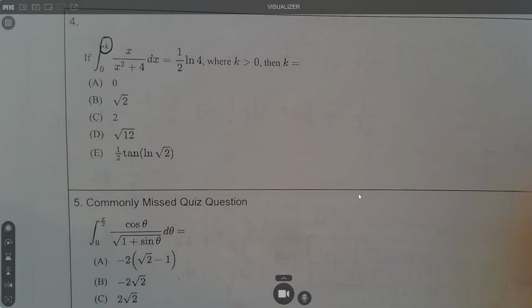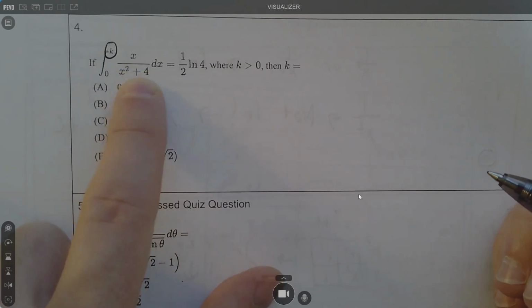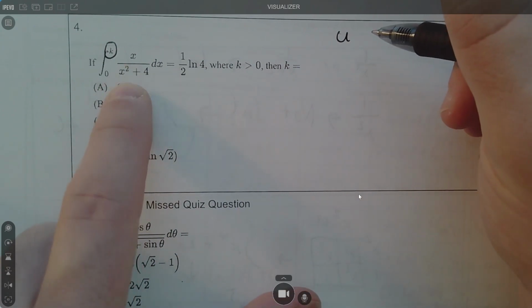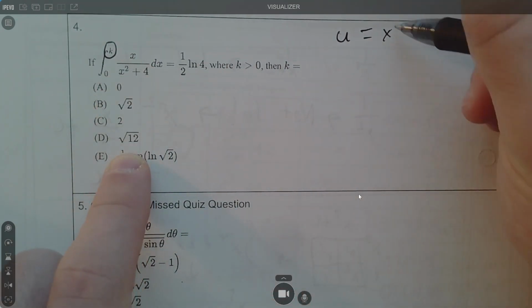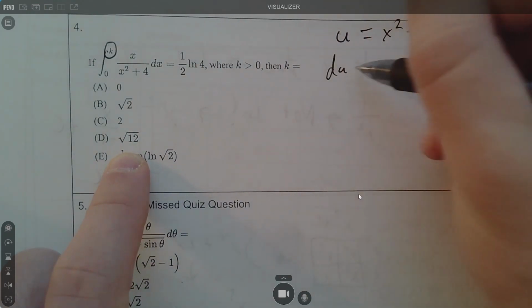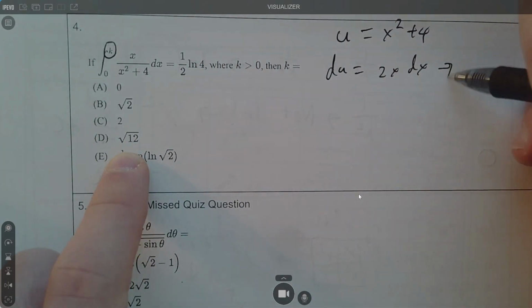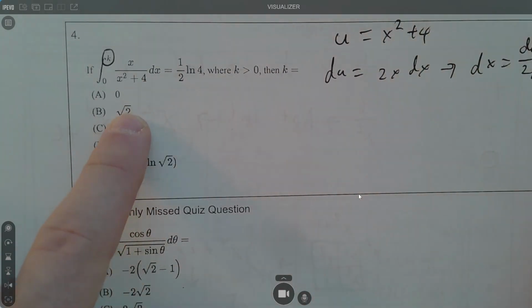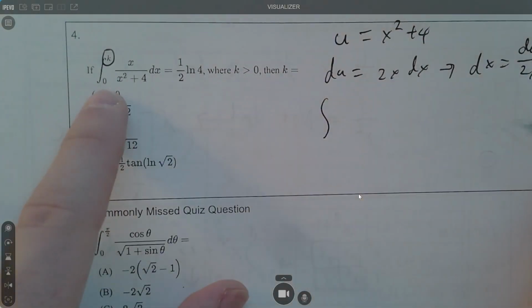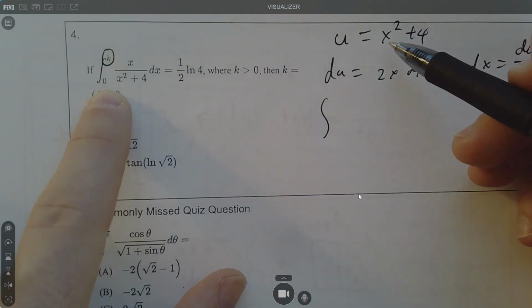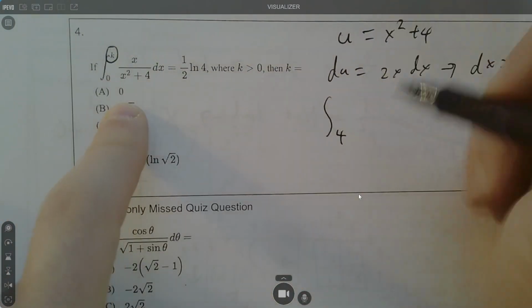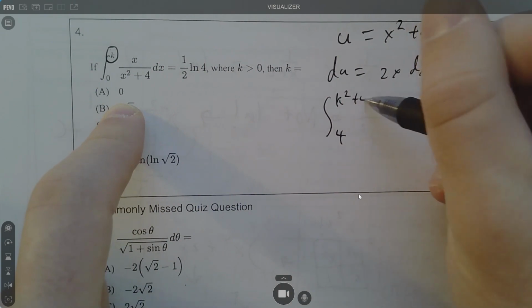So you're going to do a u sub, because in order to integrate this, you have to do a u sub. Our u, because I see that the derivative of the bottom is the top, u equals x squared plus 4. So du equals 2x dx, and so dx equals du over 2x. Then when I sub it in, I'm going to get integral from 0. Now I'm going to plug in a 0 here. 0 plus 4 is 4, because I'm plugging 0 into my u. And k into that is going to be k squared plus 4.